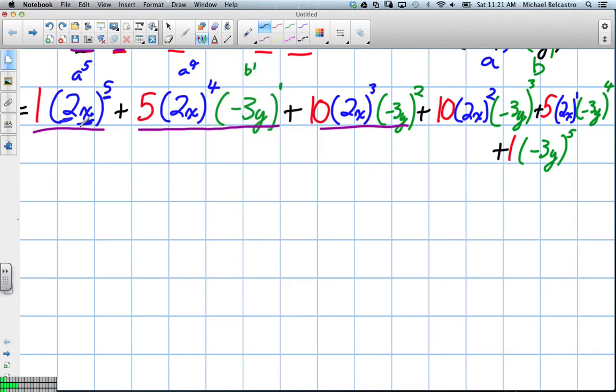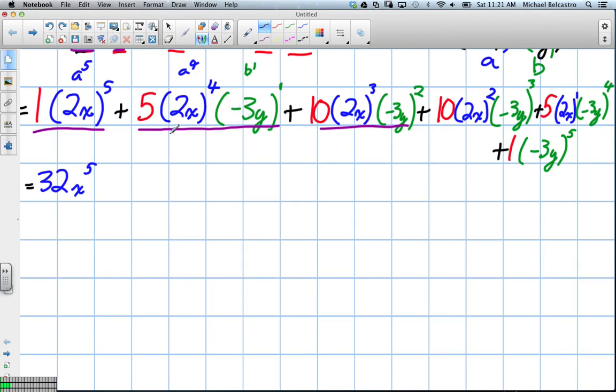Think of it like you're multiplying that number by itself 5 times. So I'd be multiplying 2 by itself 5 times, and I can just write it as a power like that. 2 to the 5th power, I'm pretty sure it's 32. Quite sure it's 32. So 32x to the power of 5. So there's our first term.